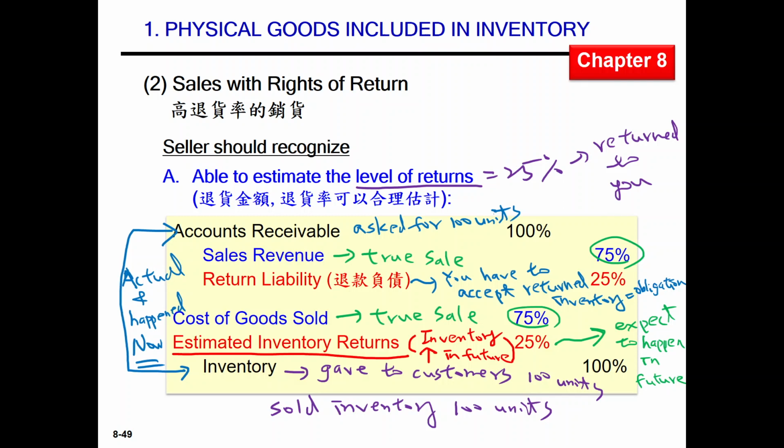Based on this, that's the journal entry we use for this case. Okay? No problem? Okay.